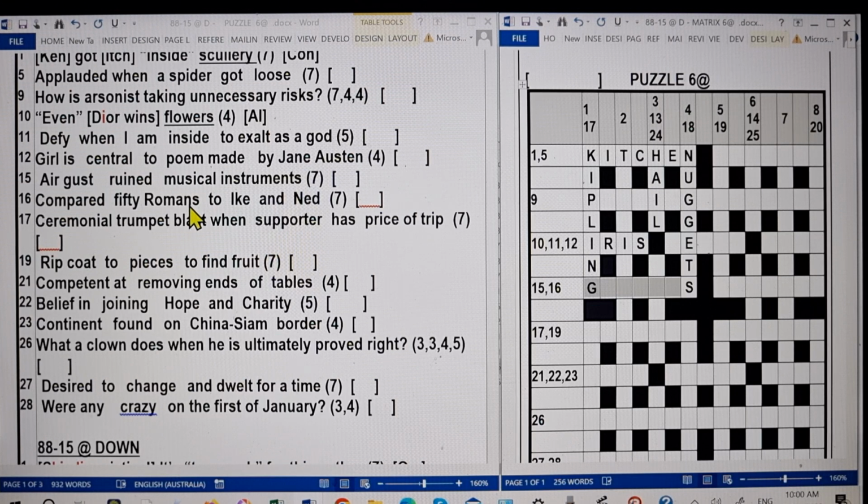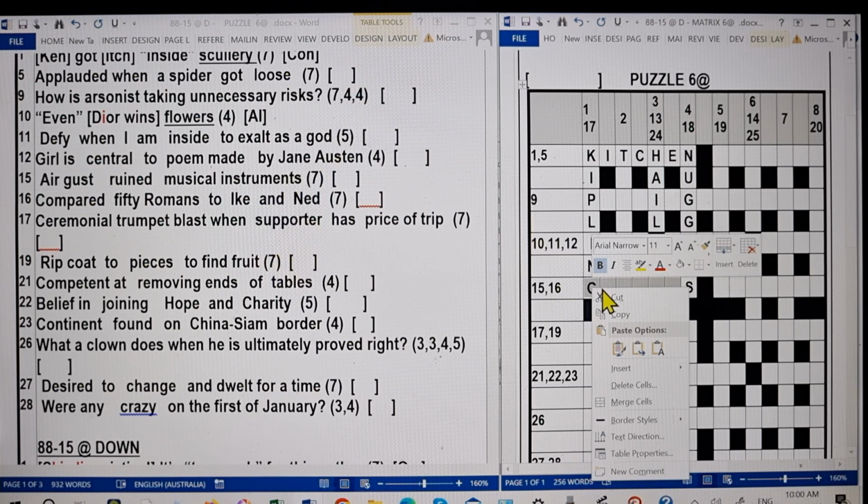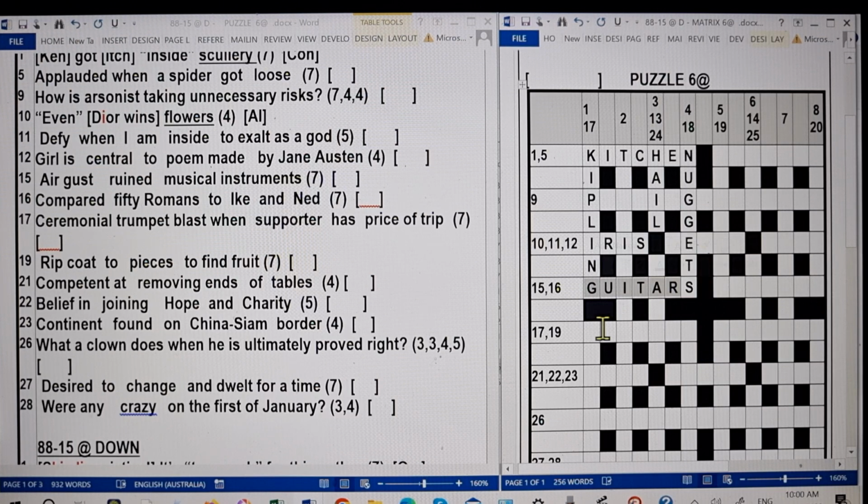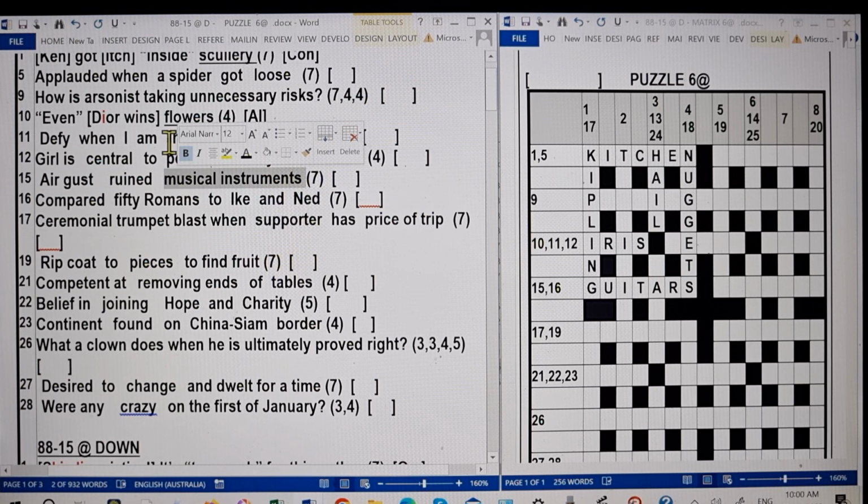Okay, enough time. Back again. Let's look at it. The answer, of course, if you've got it, is guitars, isn't it? Guitars. How do we get guitars? Well, look at the clue again. Air gust, ruined musical instrument. You can see that the key must be musical instruments. That's the big thing you're after all the time, is that key.